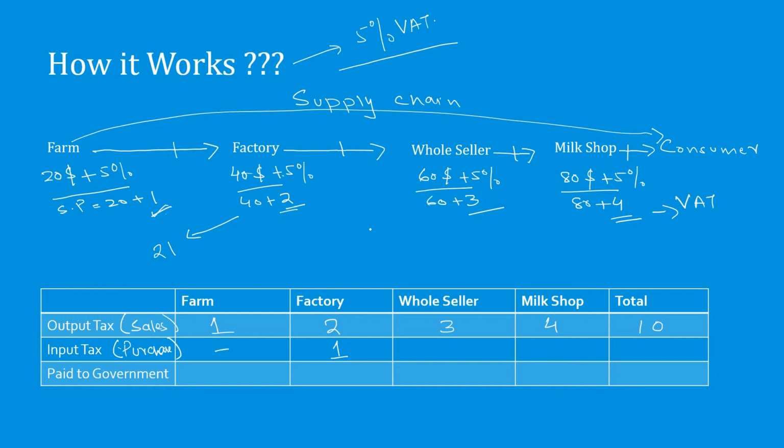How much is the wholesaler paying? Wholesaler is paying $2 to the factory as value added tax. How much is the milk shop paying? Milk shop is paying $3 as value added tax to the wholesaler.